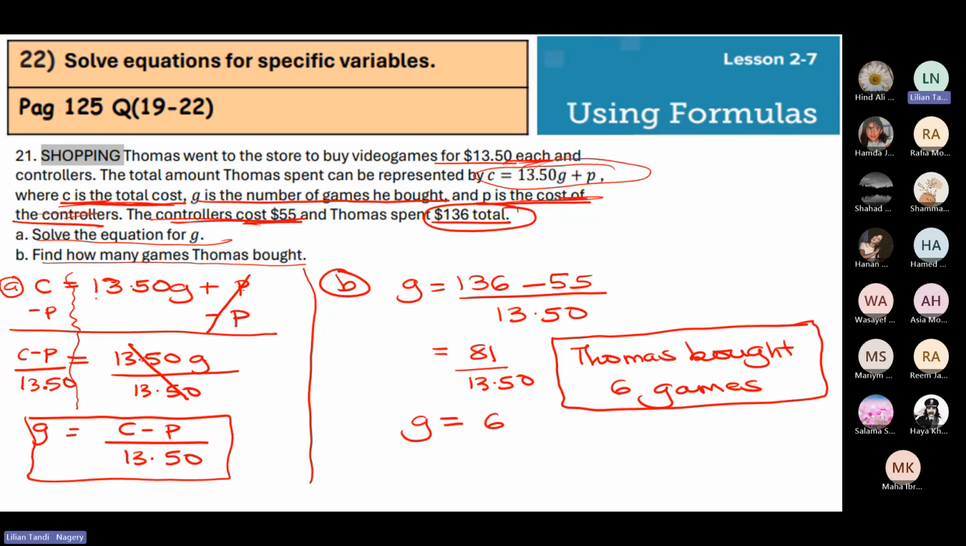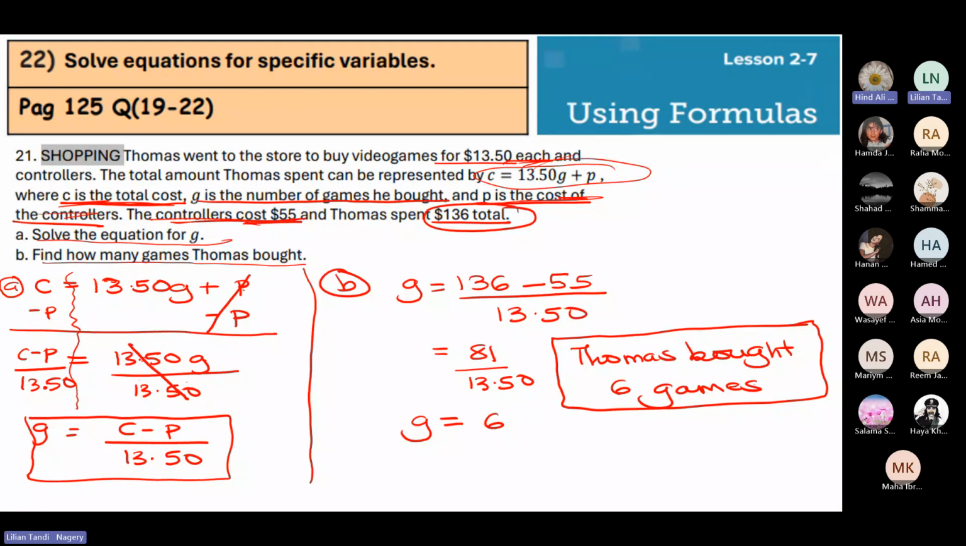I want G. Whoever is with G has to go. Who is with G? Positive P. Positive P will only go if it is negative. It goes on this side. Then who am I left with? I'm left with 13.50 G. Who is with G? 13.50. What are we doing here? We are multiplying. Opposite of multiplying, divide.